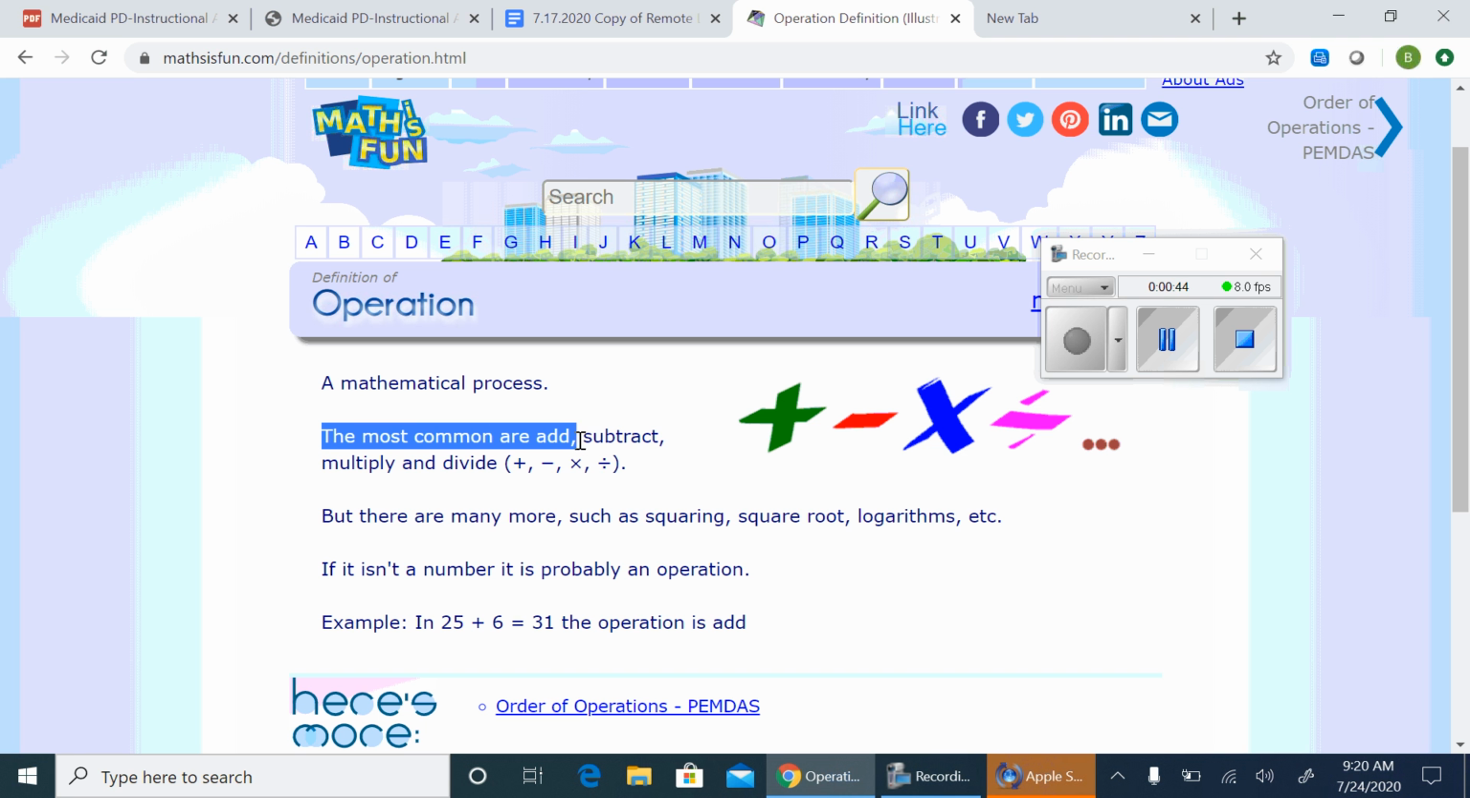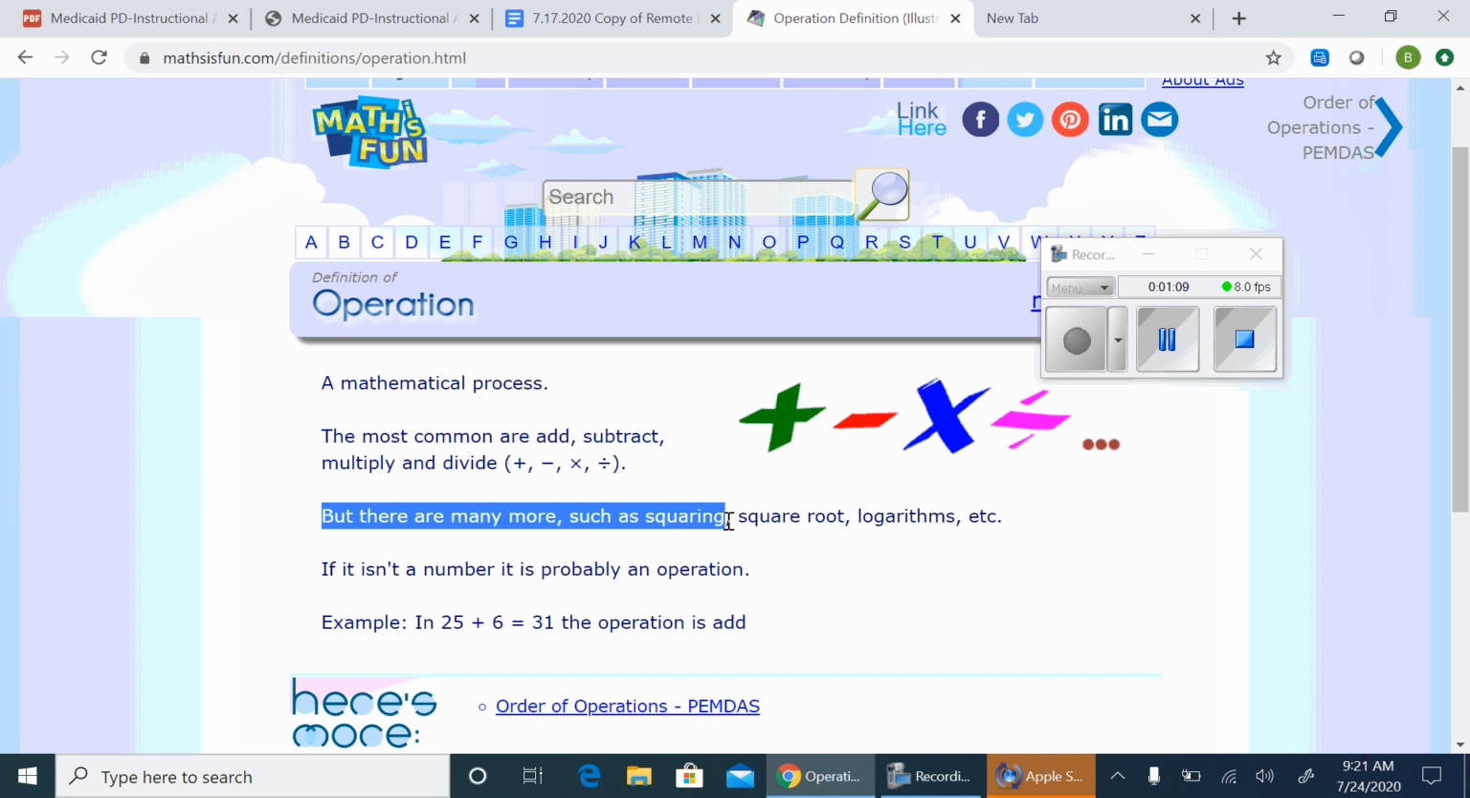So again, a mathematical process, and the most common are addition, subtraction, multiply, and divide. You all know this is a symbol for add, of course, subtract, of course, multiply, which we're going to get away from using this symbol, and same with division. We're going to get away from using this exact symbol as well. But it says here that there are many more, such as squaring, which means exponents, square roots, logs, logarithms, etc.